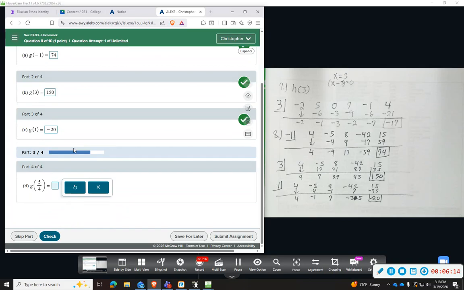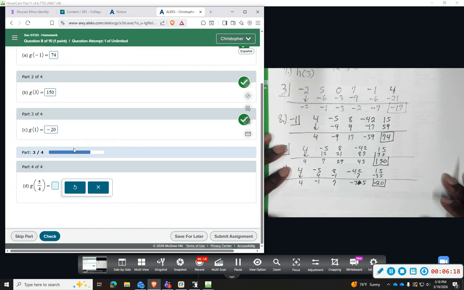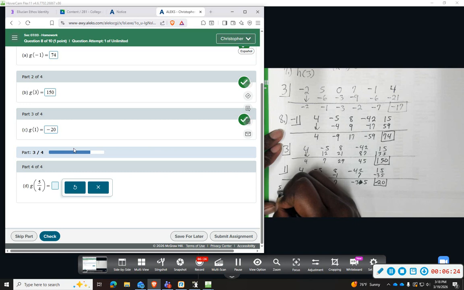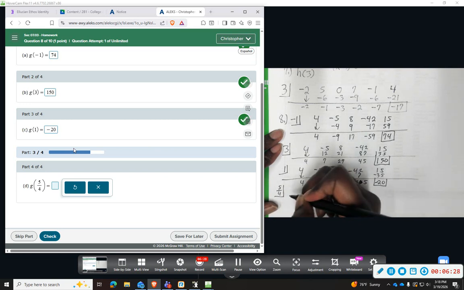All right. And then the last one, we're going to do a fractional answer, and this is 5 over 4. So this works the same. You just divide by 4 and then multiply by 5.